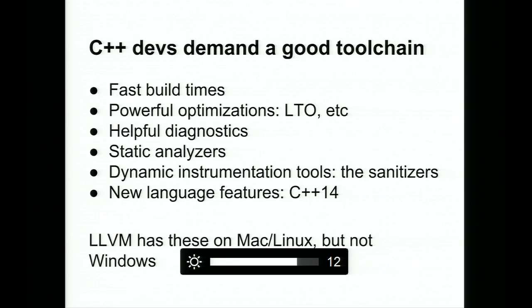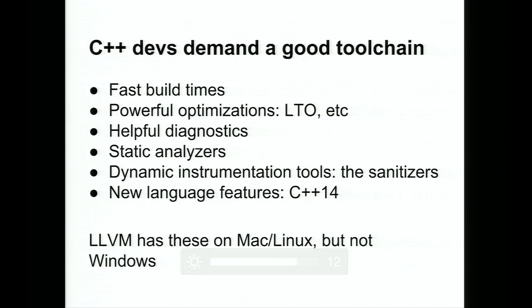But anyway, so C++ developers have high demands for toolchains these days. They want you to be able to compile their code, make it go fast, and they want you to do it quickly so it comes back to them. And when they have bad code, they want you to tell them what they did wrong with helpful diagnostics or more powerful static analysis and things like that.